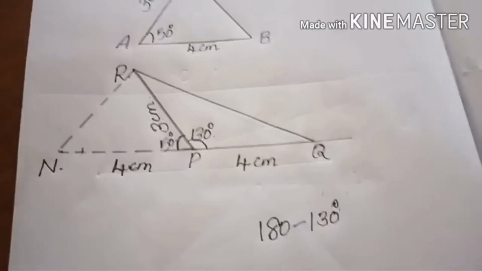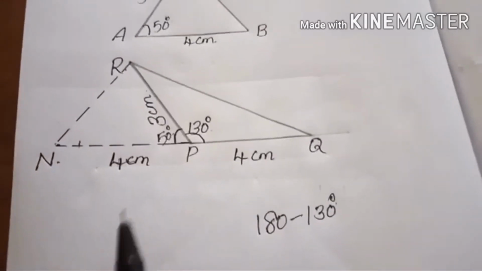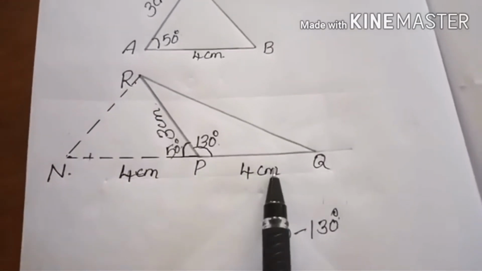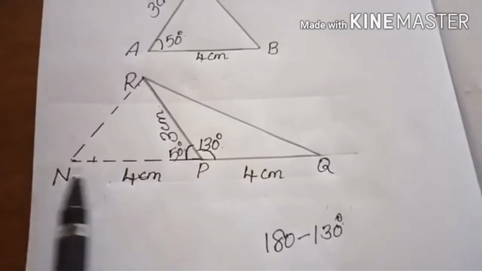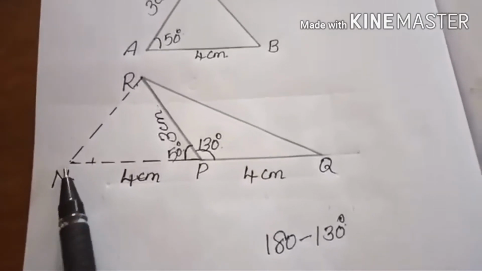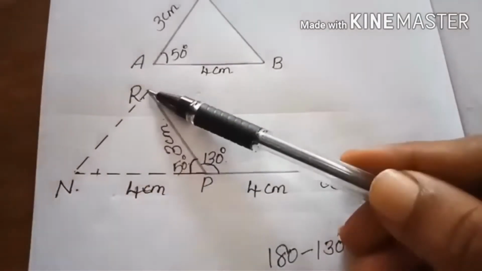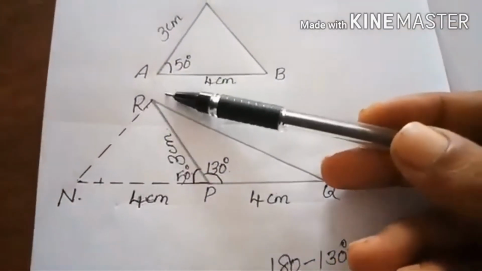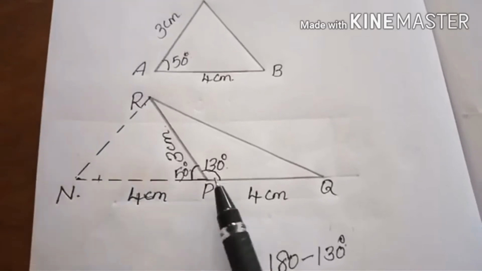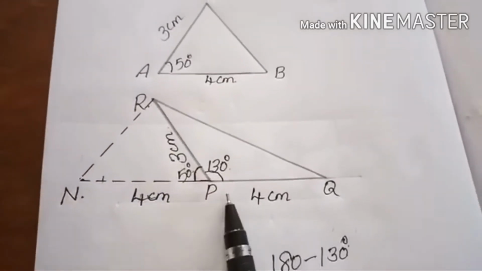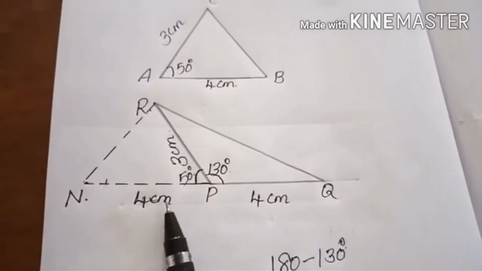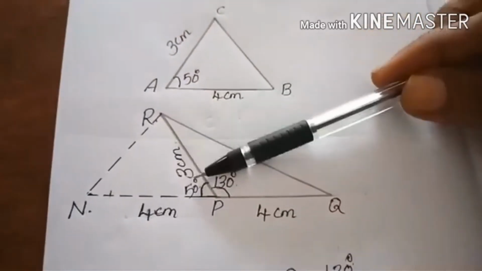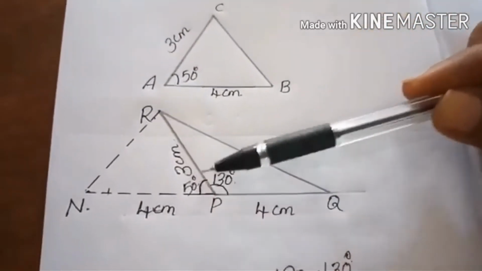We'll show you like this. Okay, in that extended line I measure the same 4 centimeter. Okay, now from the end of that 4 centimeter join to the upper vertex. So triangle NPR, listen carefully, triangle NPR. NPR's measurement is base 4 centimeter. Next side is 3 centimeter. Angle between them is 50 degree.